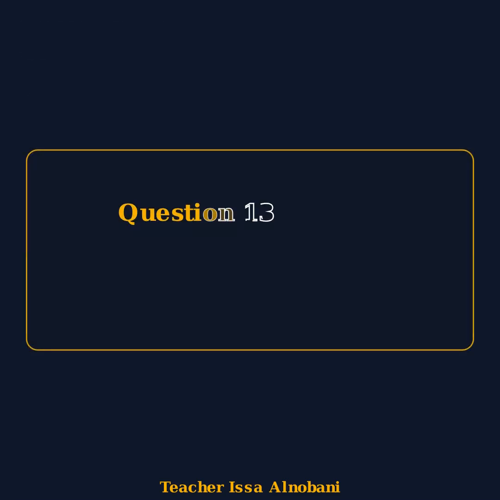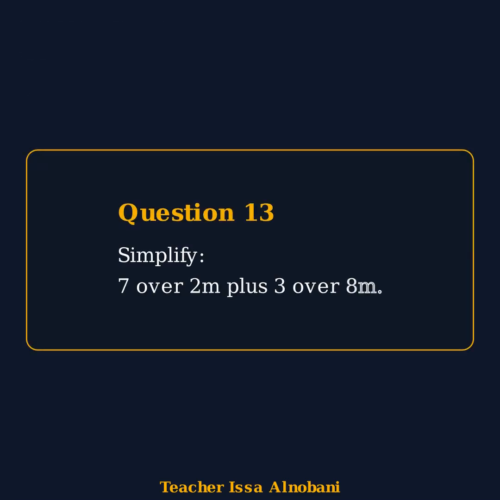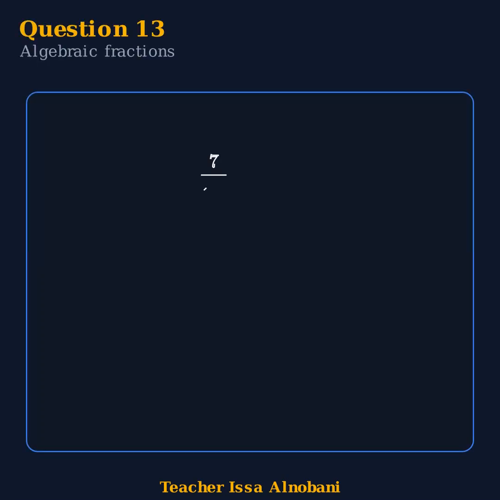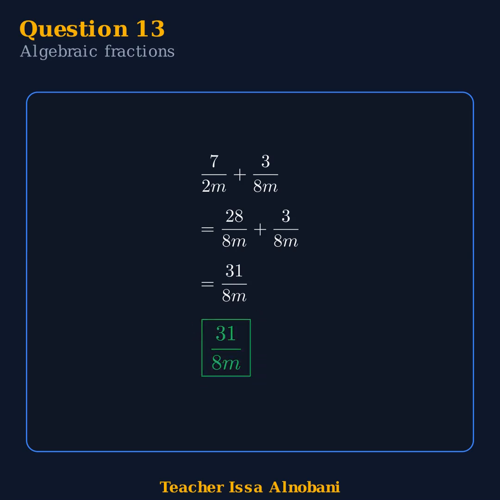Question 13. Simplify 7 over 2m plus 3 over 8m. Write both fractions with denominator 8m. 7 over 2m becomes 28 over 8m. Add 3 over 8m to obtain 31 over 8m.